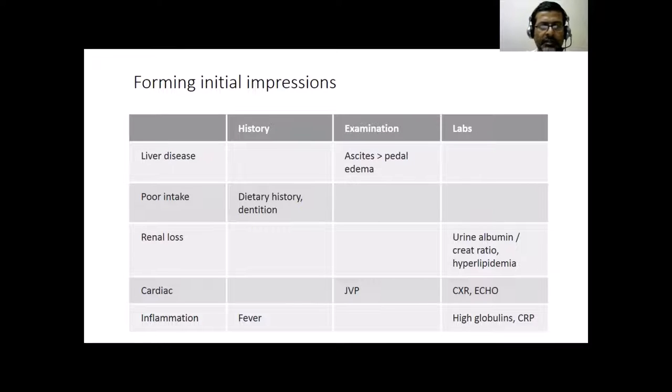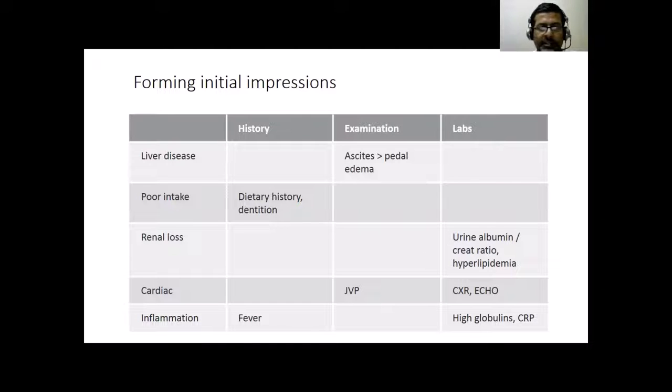When you get a patient with very low albumin, you're going to form some initial impressions on what's happening to the albumin. Where is it getting lost? So usually it's quite clear, but I just like to point out a few classical findings. In liver disease, ascites is usually more than pedal edema because of the presence of portal hypertension. There's poor intake, you need to take a dietary history. It's important to look at dentition.